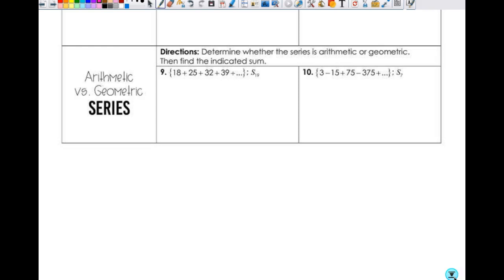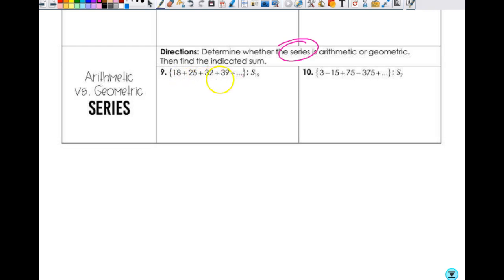It says, determine whether the series is arithmetic or geometric. That's different than a sequence, okay? However, notice the difference between this and number 1. What's in the little curvy brackets? What's the difference between this and what's in number 1? There's plus signs instead of commas. The numbers still act the same. Well, that means here we're actually adding them up. But if we want to determine if it's arithmetic or geometric, we're doing it the same way. Like that part doesn't change.